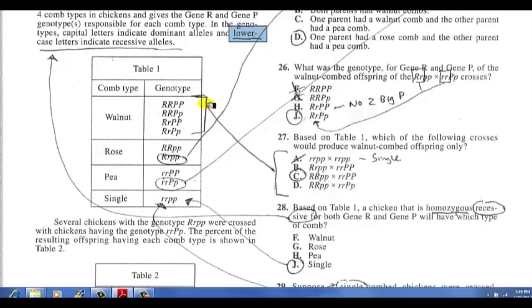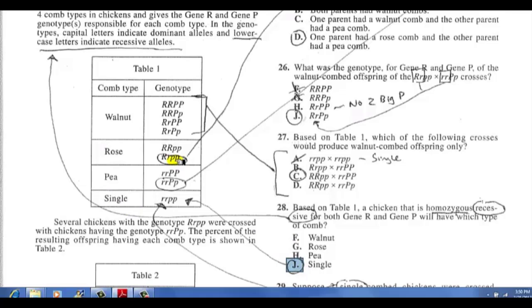Here is capitals. I see capitals, capitals, capitals, capitals, capitals. Here's two recessive, but here's two capitals. Two recessive, one capital, getting closer. And here is two lowercase r's and two lowercase p's, which means they're all lowercase, or homogeneous. And what kind of comb does that produce? Single. That will lead you to the correct answer, answer choice J.